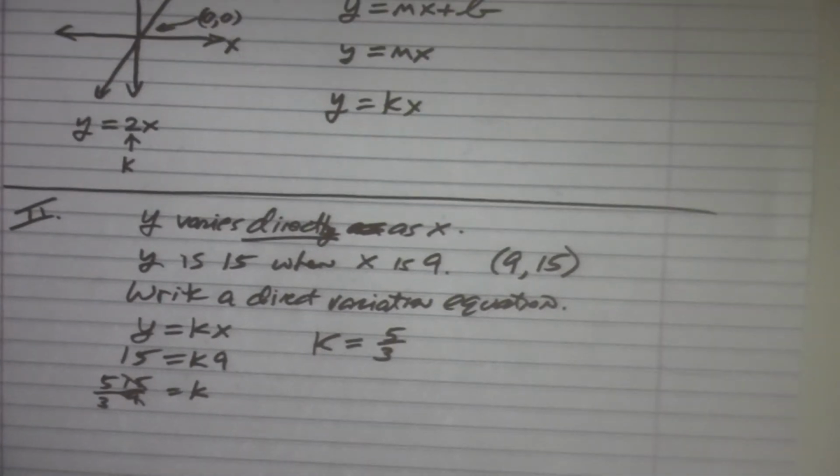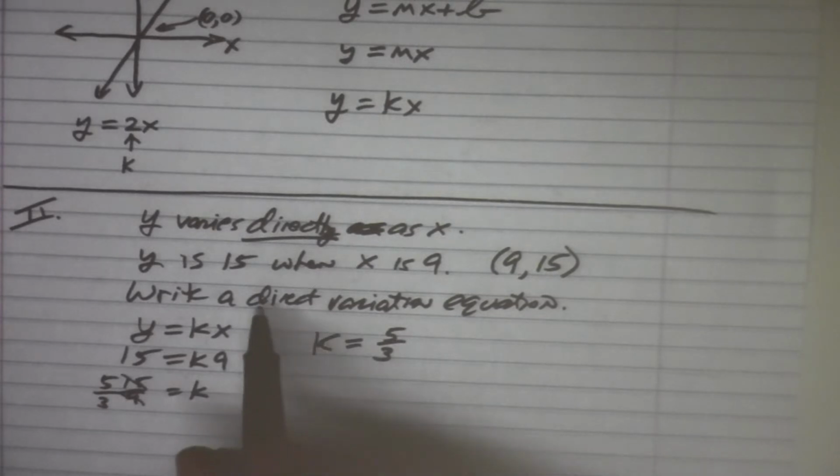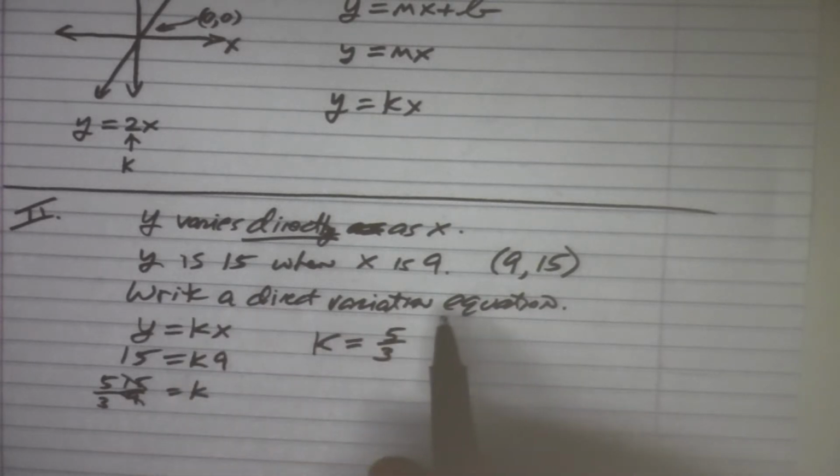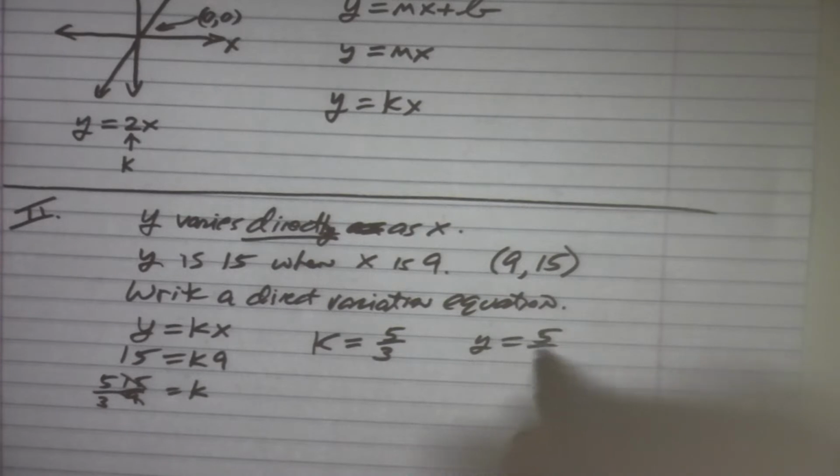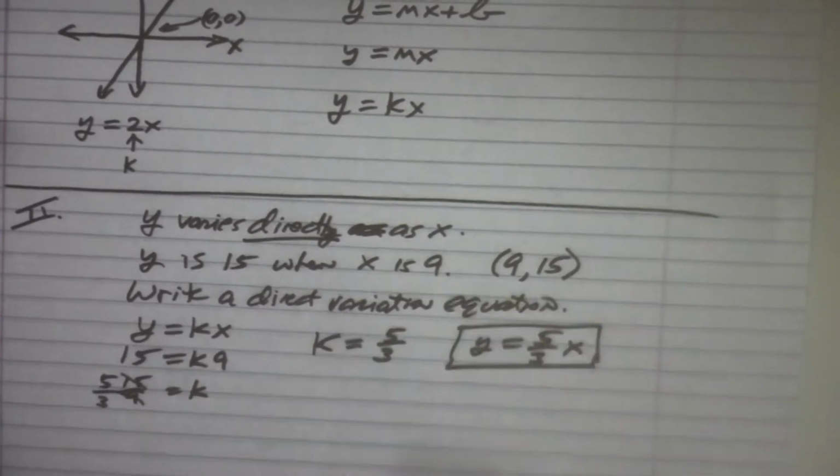Cool. That's not the answer. I didn't ask you to tell me what k was. Did I say, tell me what k is? I did not. I said write a direct variation equation. So you have to put that back in here and say y equals 5 over 3 x. So that is a direct variation equation.